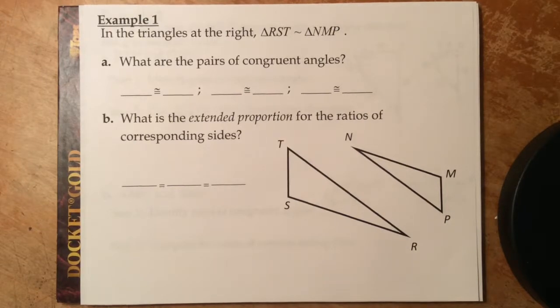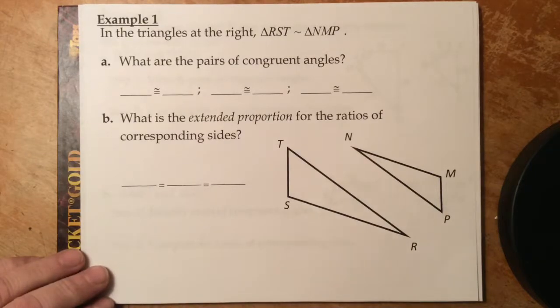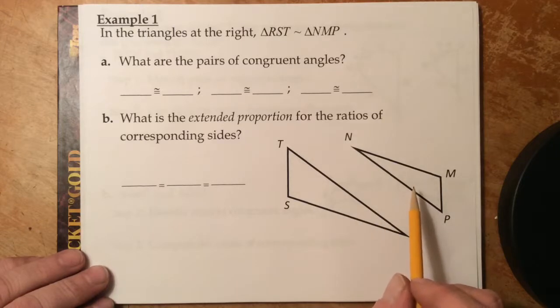These are examples for section 9.1, Similarity. Example 1. In the triangles at the right, triangle RST is similar to triangle NMP.